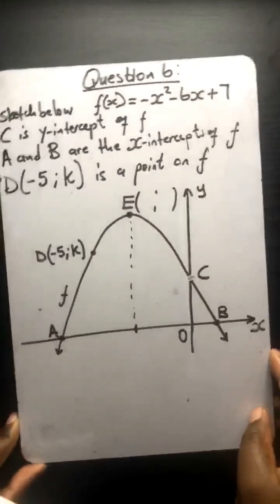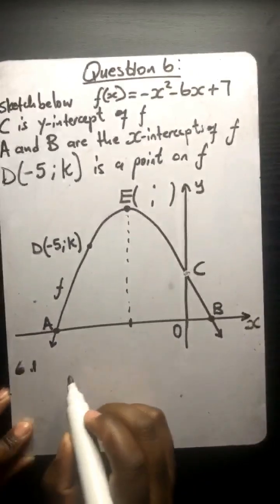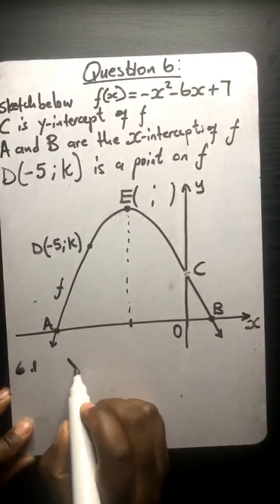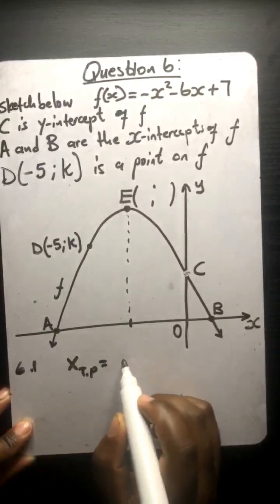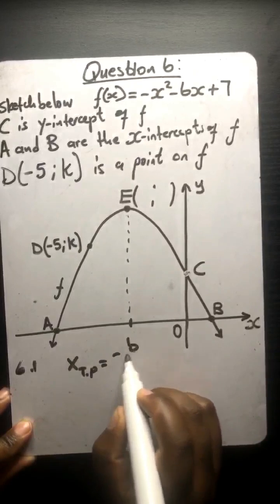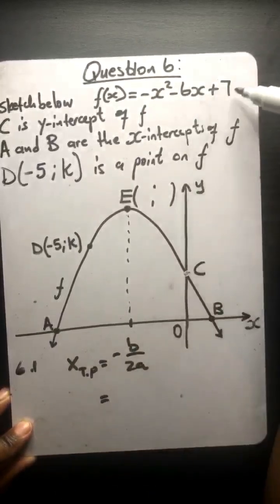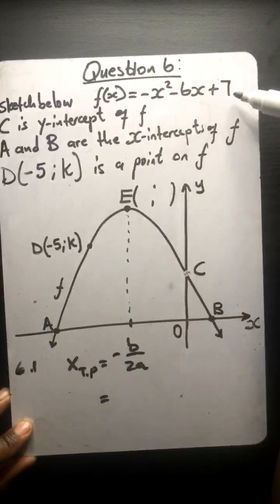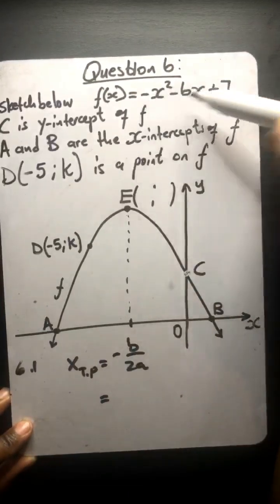So in this case, for 6.1, x at the turning point equals, the formula says, negative b over 2a. What is our b from that equation? Remember, this is a quadratic, so you have a, b, and c.